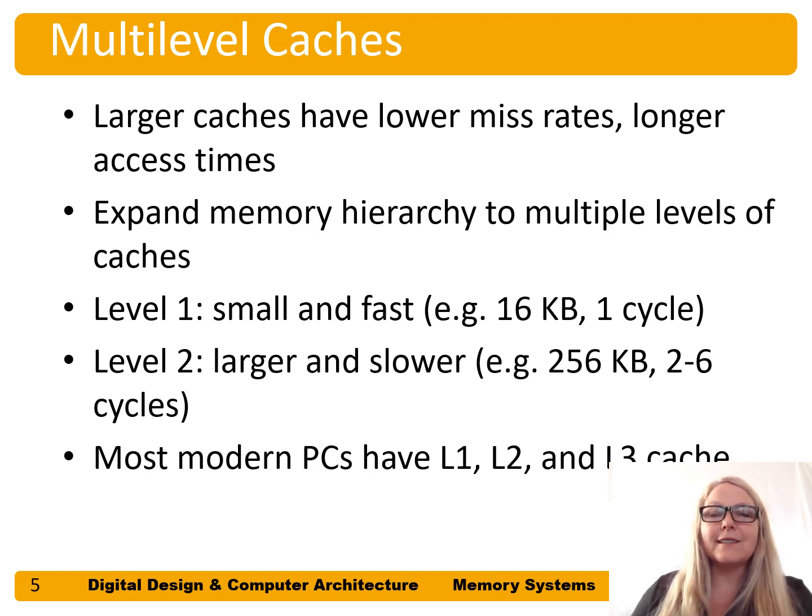So in order to get an effectively larger cache size, we increase the number of levels. Level 1 is going to be small and fast, typical size is 16 kilobytes, with one processor clock cycle to access. Level 2 is going to be larger, 256 kilobytes, but takes several processor clock cycles to access. And then level 3 will be even larger with an even longer time to access.